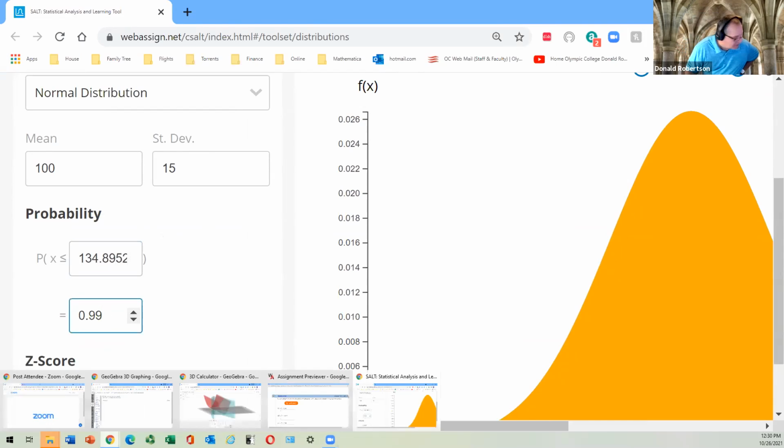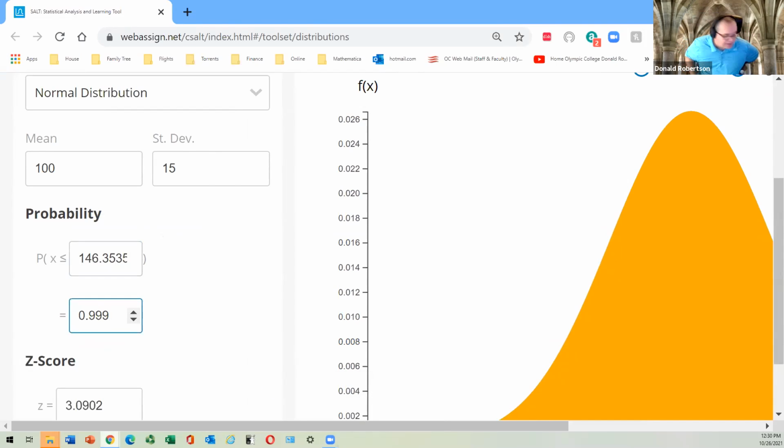What about the 99.9 percentile? Right, that's the top 0.1%. Do you see that you would only need to have an IQ of 146?